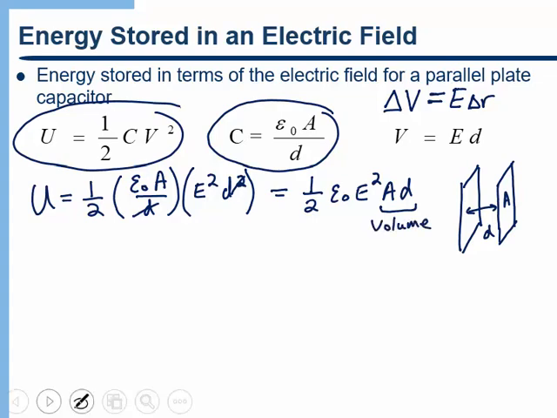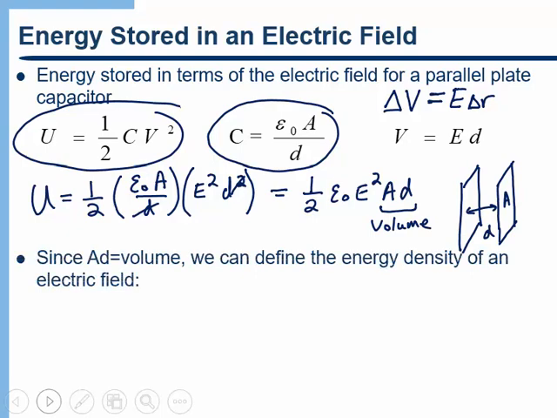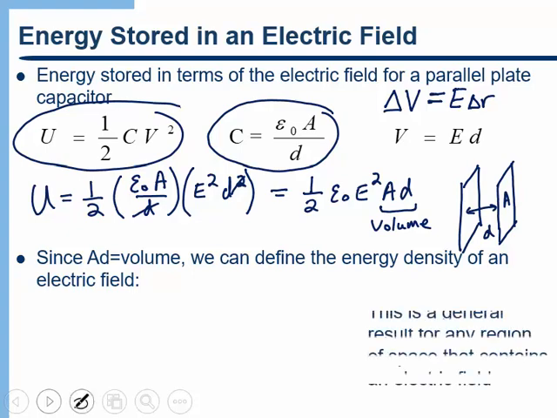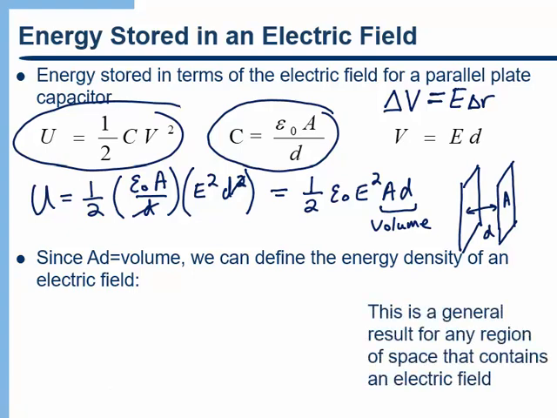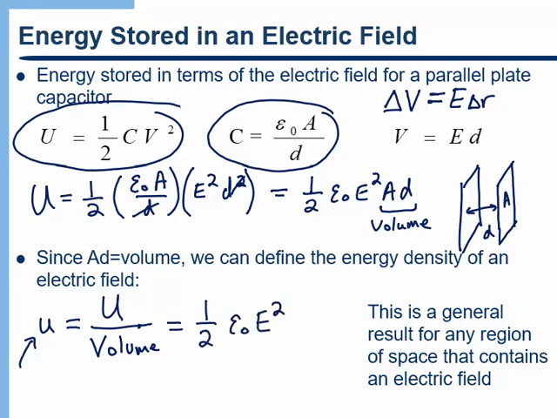And so what we do is we say, since AD is equal to the volume, we can define the energy density of an electric field. And we do that by simply taking the energy and dividing by the volume. So remember, density in general, any kind of density is something per volume, right? You think of regular density, it's mass per volume. So we use a small u to represent energy density. And what we get is 1/2 epsilon naught E squared.